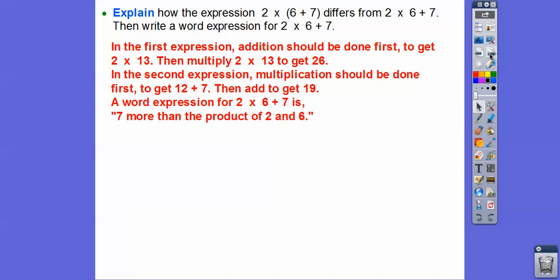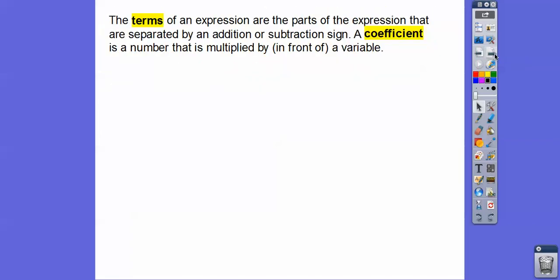So a word phrase for 2 times 6 plus 7 is, remember, if we have a plus sign, it means more than. So we say this part first: 7 more than this product of 2 and 6. Okay, product means multiply. So this plus sign says 7 more than the product of 2 and 6. All right. So the terms of an expression are the parts of the expression that are separated by addition and subtraction signs.